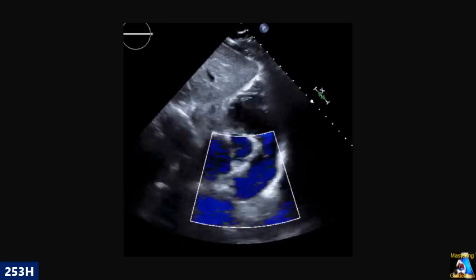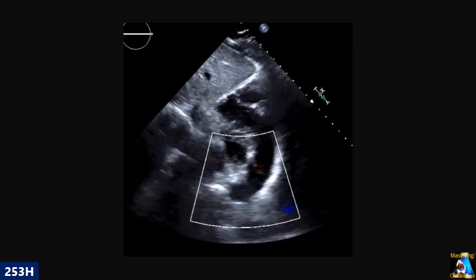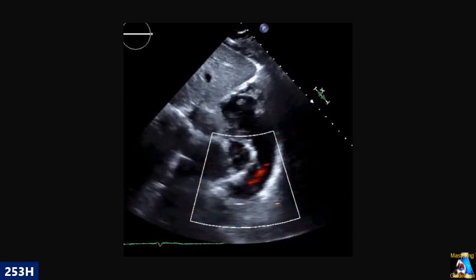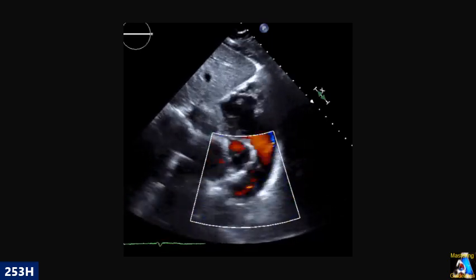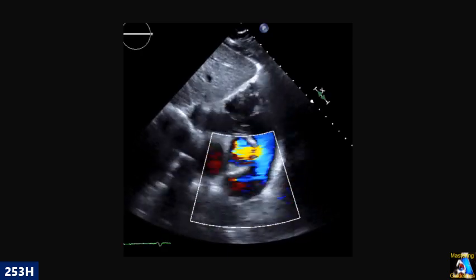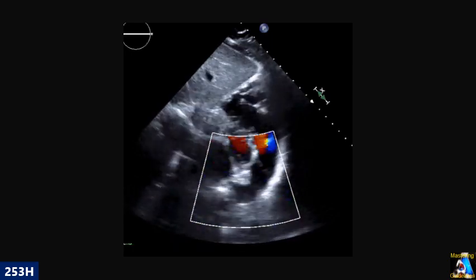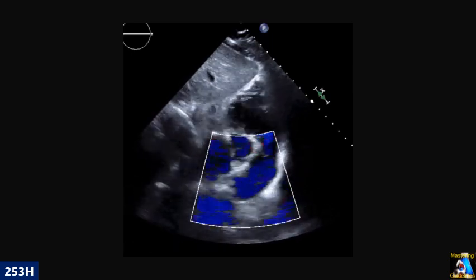Okay, the last one. What window and what view is this one? And what does the patient have, and what maneuver should be done to get PSAX at the level of the papillary muscle? Now let's see how we fix those.